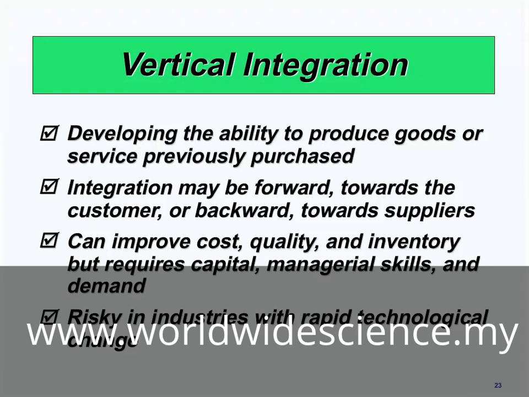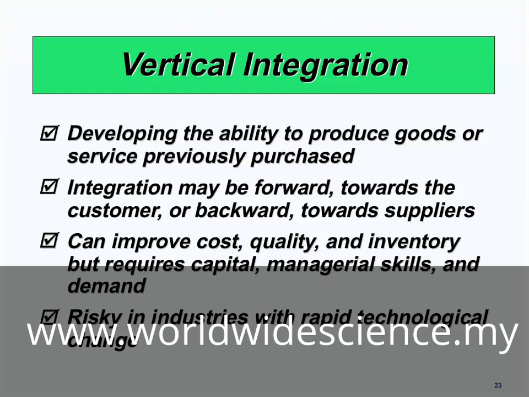This strategy is called forward integration. But if you decide to purchase your supplier and produce products that you previously purchased, it's called backward integration. Vertical integration can improve cost, quality, inventory, but requires capital, managerial skills, and demand.